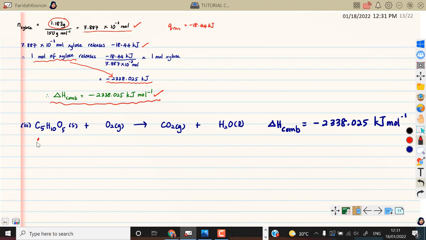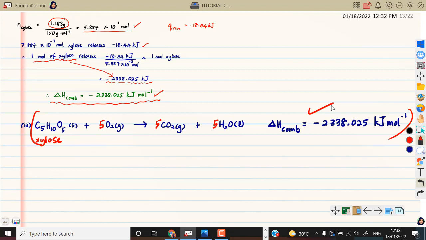So, make sure xylose. Yang mana xylose? This one is xylose. Xylose is 1 mole. So, here is 5 mole of oxygen gas and 5 mole of carbon dioxide followed by 5 mole of water. Alright. So, semua ni betul baru kita panggil dia thermochemical equation. Alright, so this is for question number 2, non-face-to-face question.